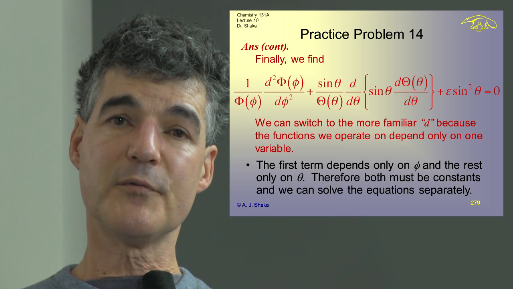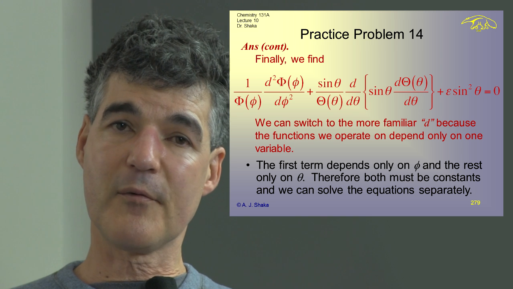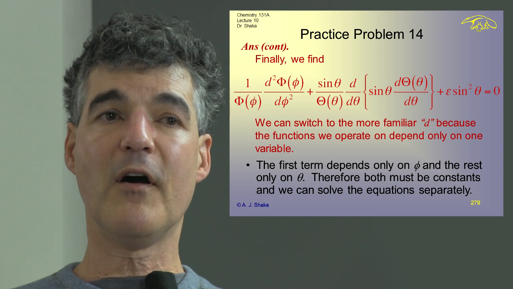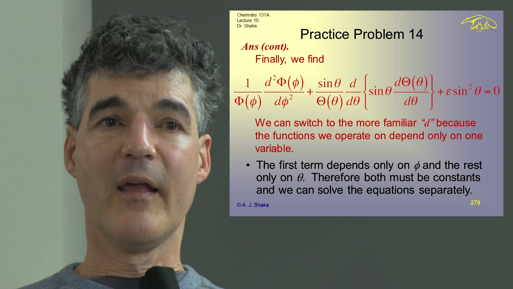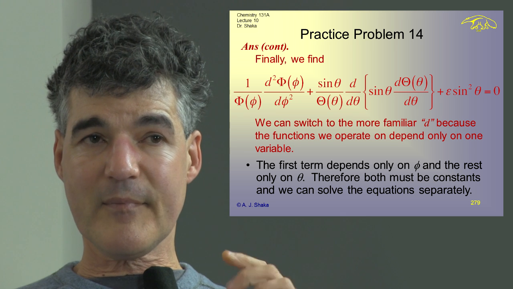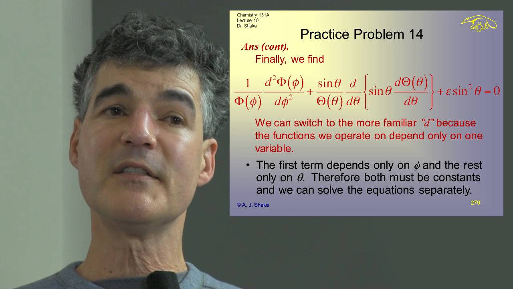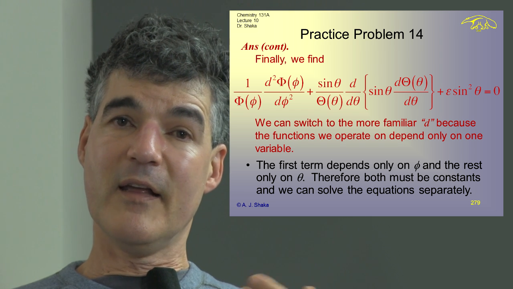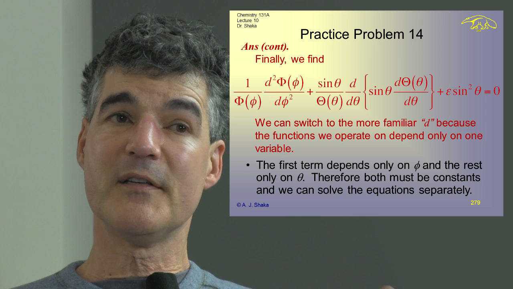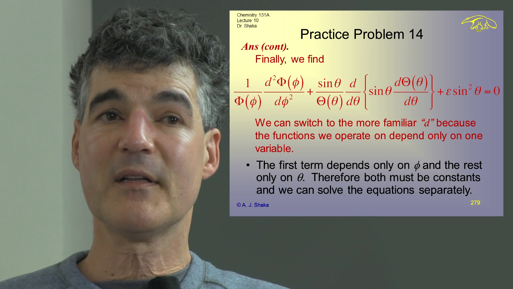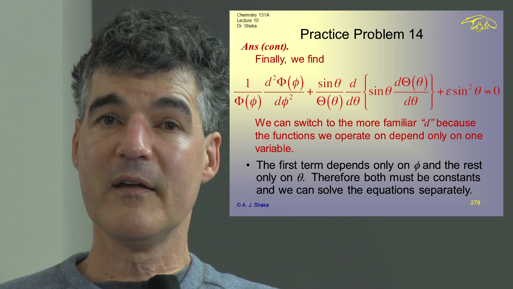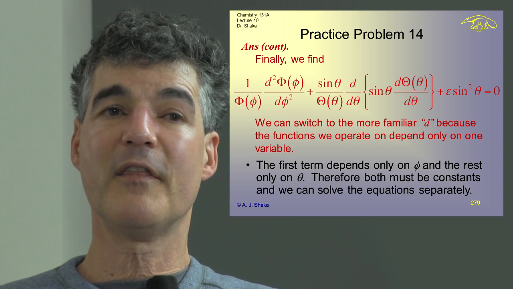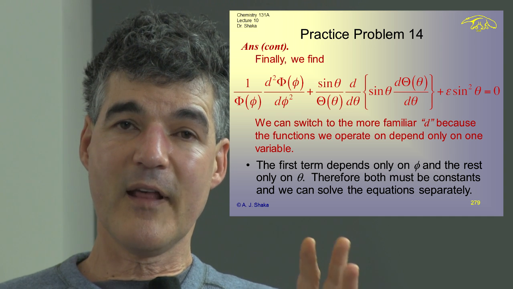And once we've got it down to one variable, we can switch to the regular d instead of the funny d because it's the same thing, and we can solve the differential equation. So the first term, as I said, is going to give us exactly what we had before in the particle on a ring, because it's basically the same equation as the particle on a ring equation. What it's actually going to be will depend on what theta happens to be, but that doesn't bother us.